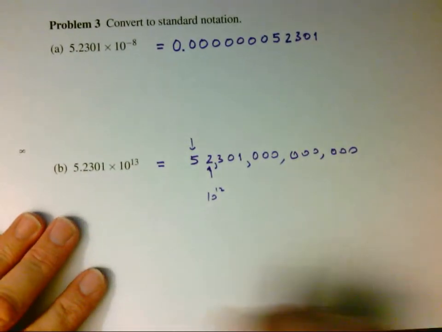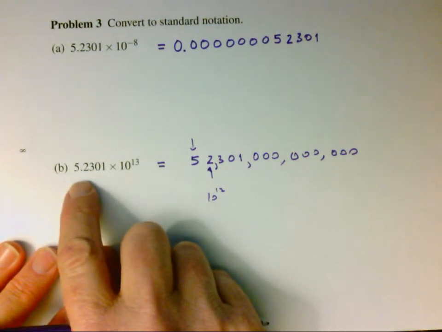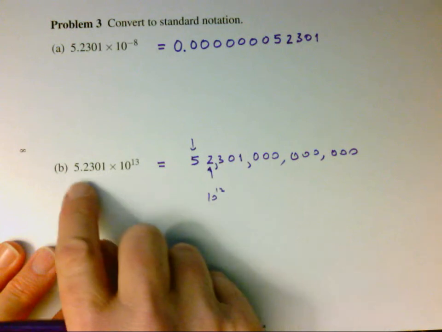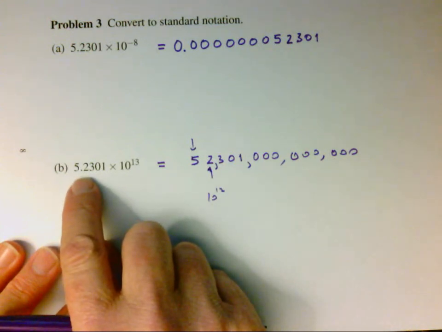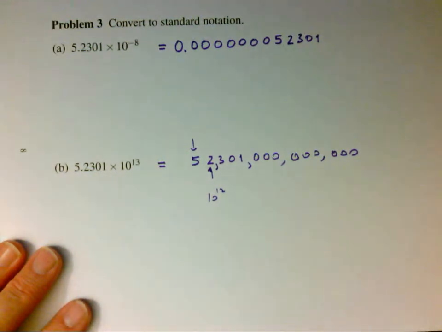It's much better to deal with this in scientific notation. And in your science class, you'll find out that this is the way we want to deal with them, because we can keep track of a thing called significant digits, or sig figs, much more easily if we write them in scientific notation.